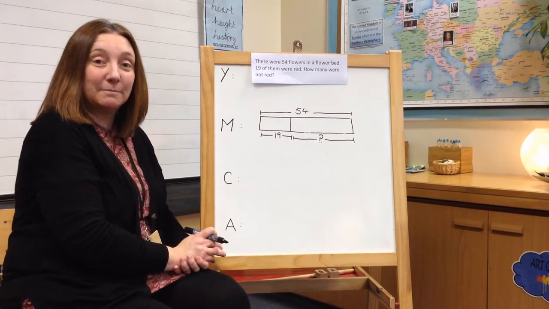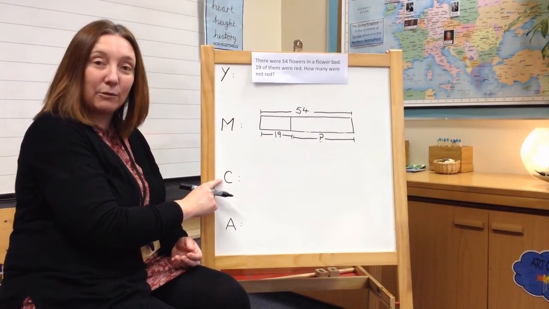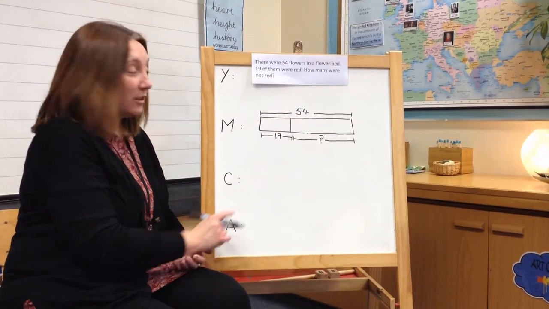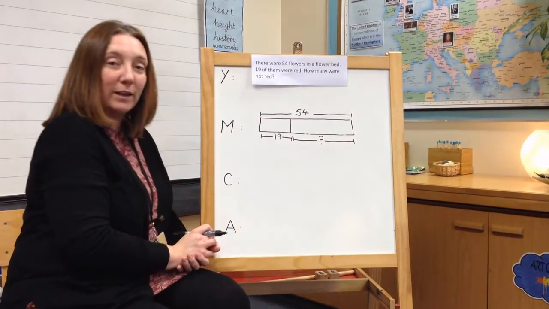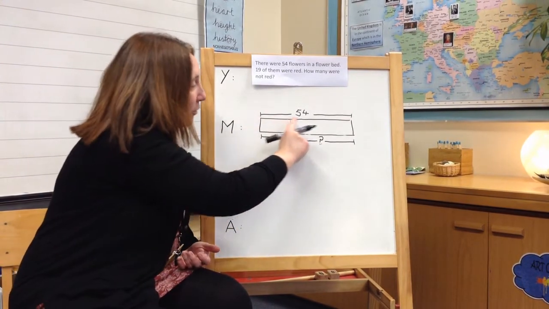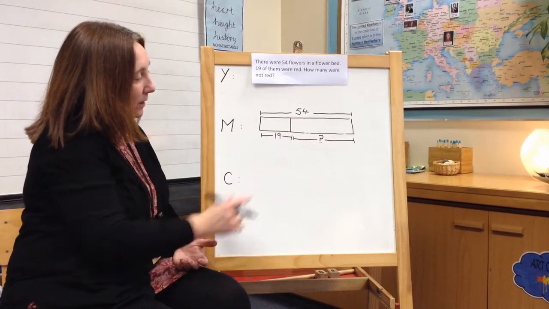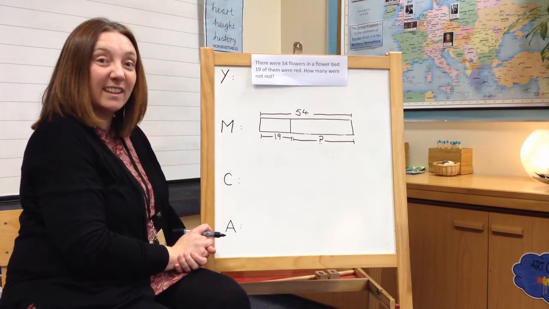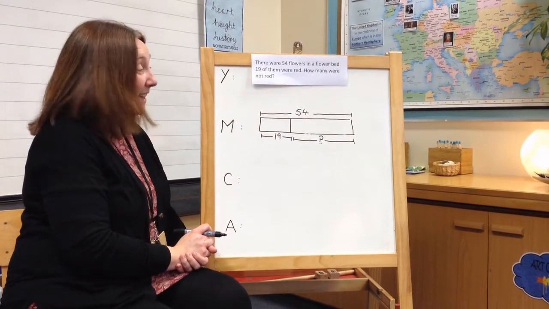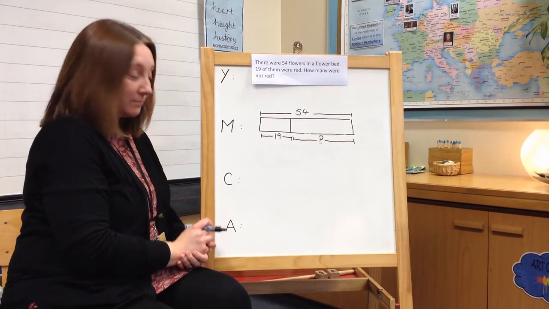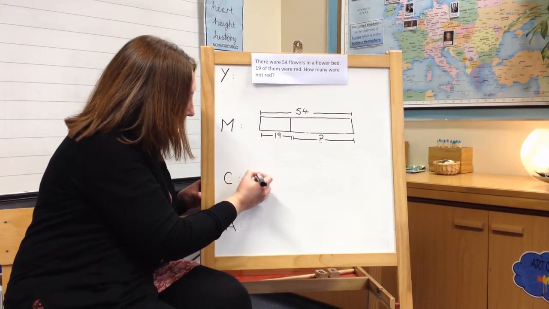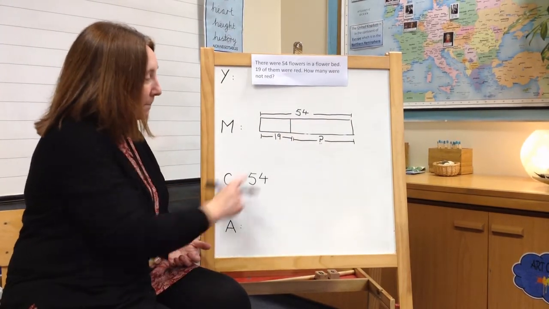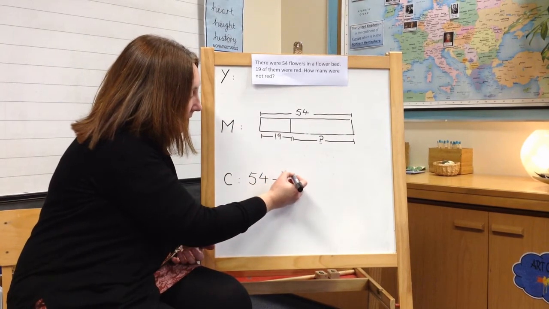We've now modelled it. We now need to calculate, C for calculate. I need to write down the calculation that would help me work out the question mark. We've got the total, which is 54, and we've got part of it. What's left will give us the answer. The calculation involves subtraction. 54 needs to be my minuend because it's the number of the greatest value, it's the whole, and then I need to subtract 19.